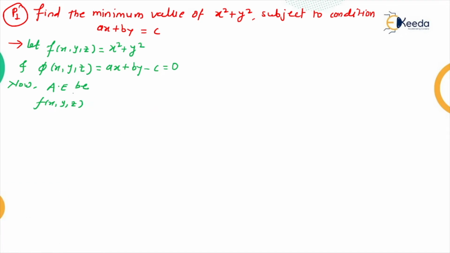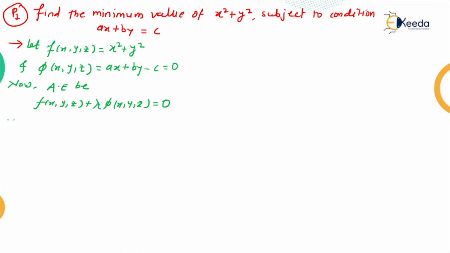This is the auxiliary equation: f of x, y, z plus lambda into phi of x, y, z is equal to 0. This is nothing but the auxiliary equation. So substitute the values of f of x, y, z and phi of x, y, z in this auxiliary equation.